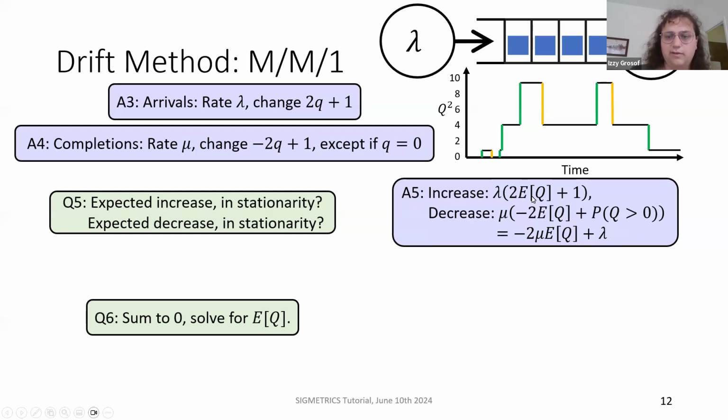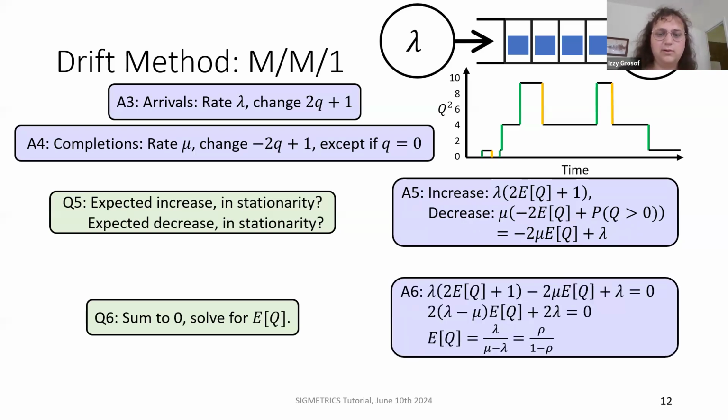And because they sum to 0, we're going to be able to calculate the mean Q length. So again, take a pause and try and do that. So once you've calculated out, the result is that the mean Q length is just lambda over mu minus lambda. Or if we divide through by mu, rho over 1 minus rho. This is a very famous result. A lot of you will have seen it before in your queuing textbooks or whatever. But we found a new way to prove it that maybe you hadn't seen. All right, so this is the drift.